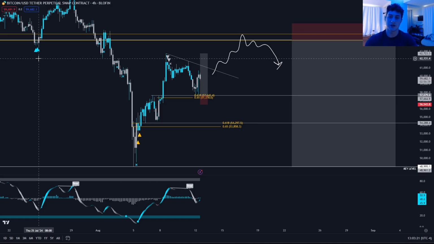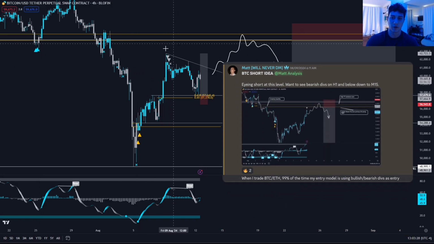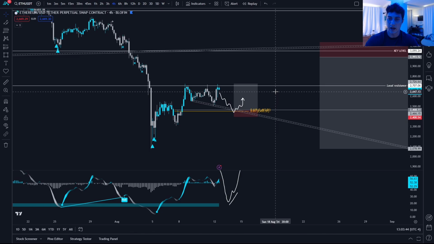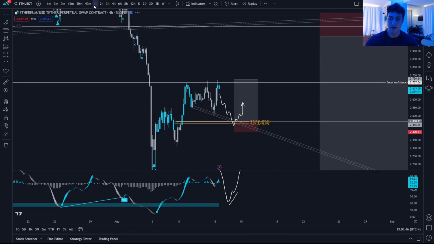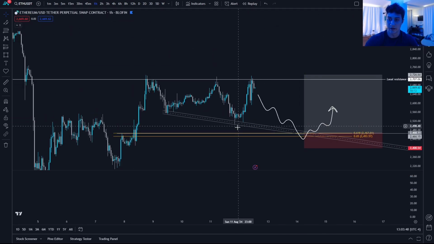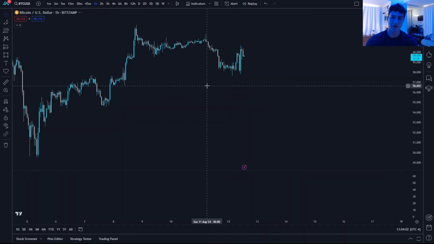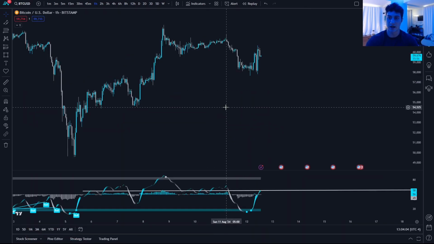Now, this strategy has allowed me to take a short from right here. I'll have my editor post the before up on the screen here. So it allowed me to take a short here that we're still in. It allowed us to take a long from right here. And if we check Ethereum, it also allowed us to take a long literally right here. I'll post the percentage profits up on the screen here, again, just for some more proof that what I'm going to be showing you guys actually works.